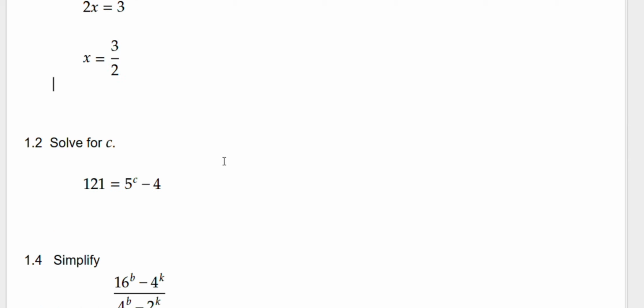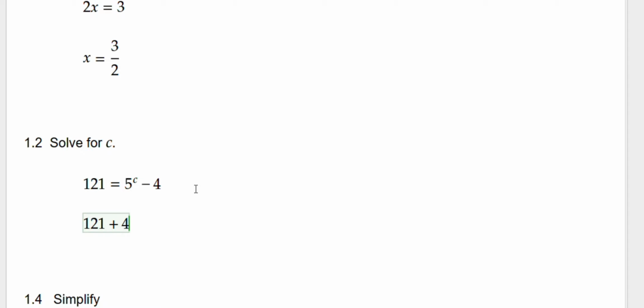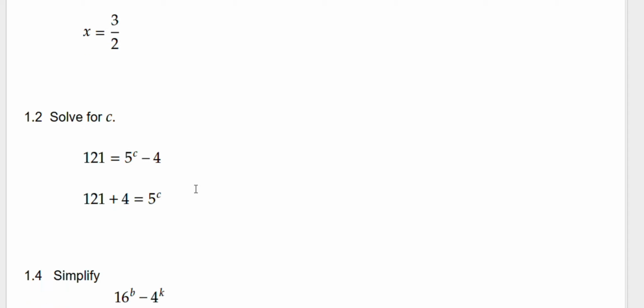So let's go to equation 2. We need to take negative 4 to the other side. It's negative 4, that one is not 4. In order to take negative 4 to the other side, we need to add 4 on both sides. So we're going to say 121 plus 4 is equal to 5 to the power c. Here I already added the plus 4, so there's no need for me to write negative 4 plus 4, we know that one is 0.